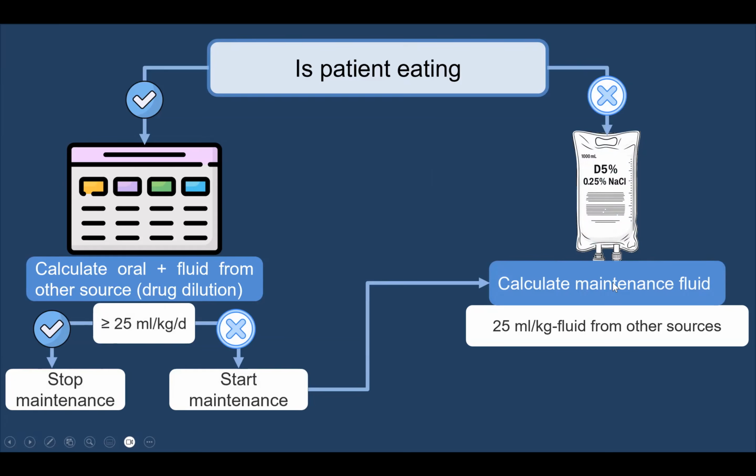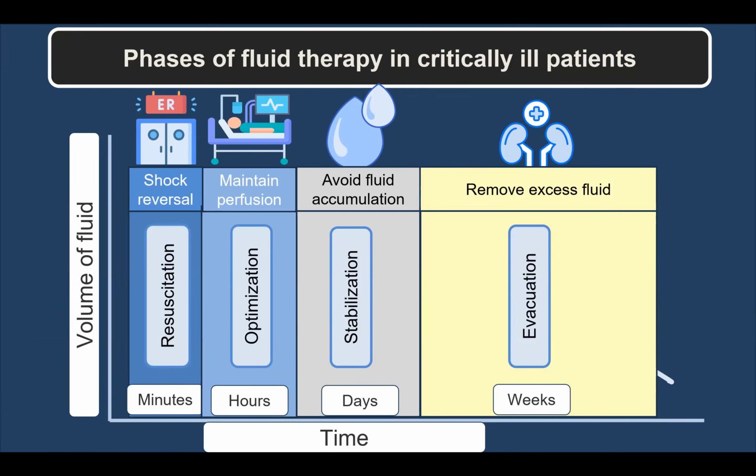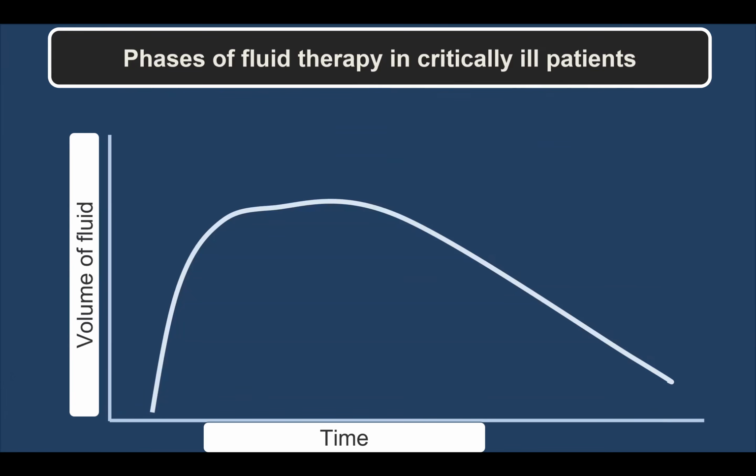And how do we calculate the maintenance fluid? We need to subtract all fluid from other sources from the 25 milliliter per kilogram. So if we have diluent fluid or drugs, for example 1000 or 1500 milliliter, we will calculate 25 milliliter per kilogram minus 1000 or 1500 milliliter, and this will be the amount of maintenance fluid given to the patient. Lastly, we go to the phase where we want to remove the excess fluid from the patient, the evacuation phase.